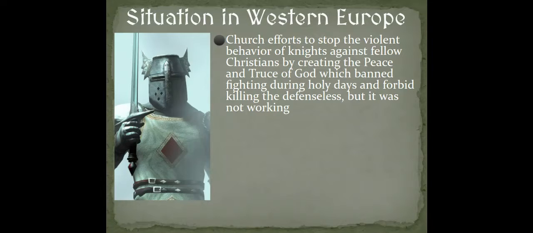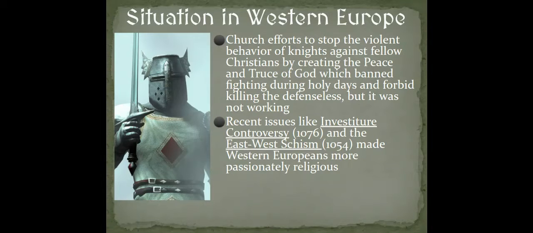And the church tries to get these knights to stop being so violent. They pass laws like the Peace and Truce of God, which bans fighting on holy days, so on Sundays, Christmas, Easter. It also forbids the killing of the defenseless. So if you're a knight and you're broke, the church says you're not allowed to raid a village, kill people, and take their money. But it doesn't really work. The knights keep on fighting.